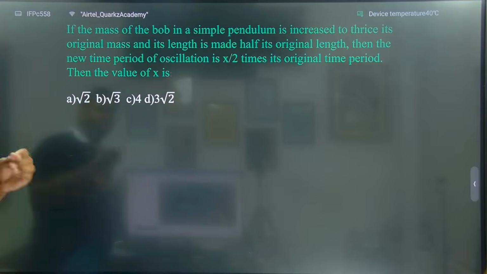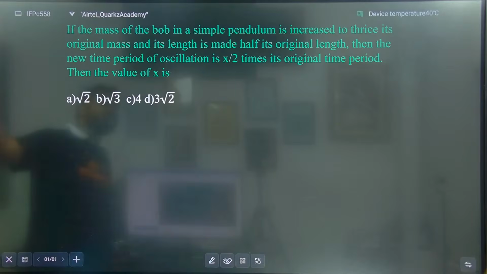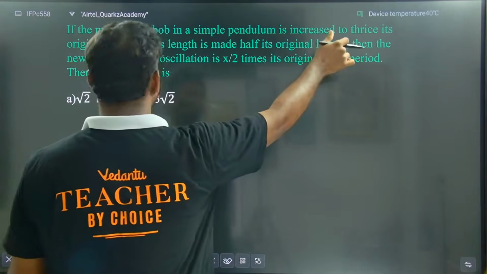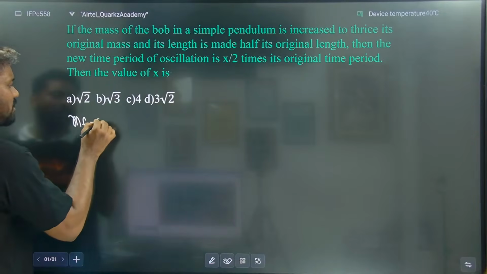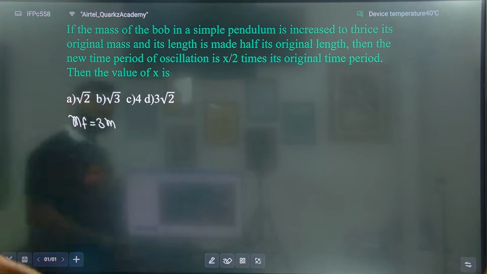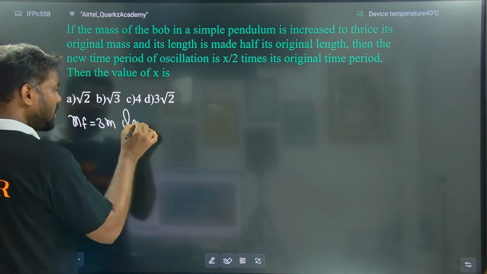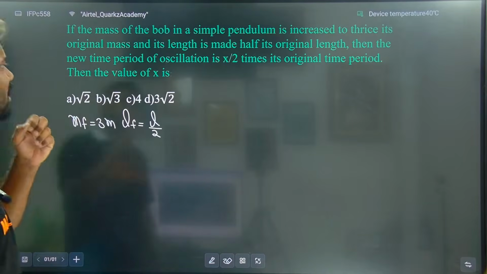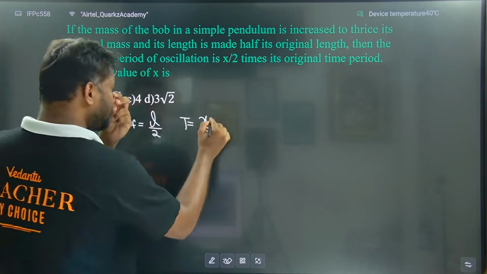Okay, can you solve this one? Very important question, a neat question. If the mass of the bob of a simple pendulum is increased to thrice its original mass, and its length is made half of the original length, then the new time period of oscillation is what? They said the new time period is √x/2 times the original time period.